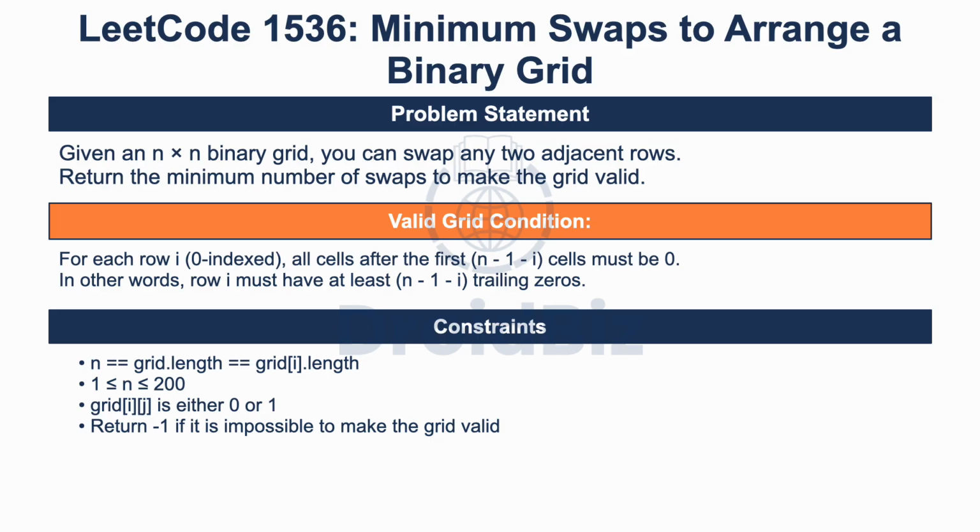Now, let's look at the constraints. The grid is always square, n rows and n columns. The value of n can go from 1 up to 200. Each cell is either 0 or 1. And if it is impossible to make the grid valid, we return -1. Let's walk through some examples to make this concrete.